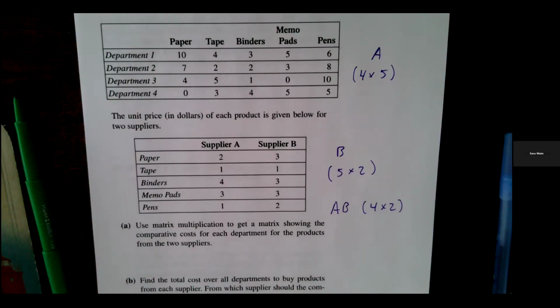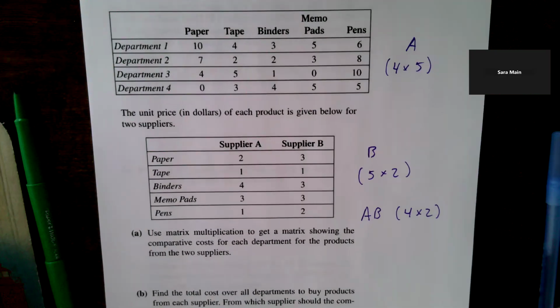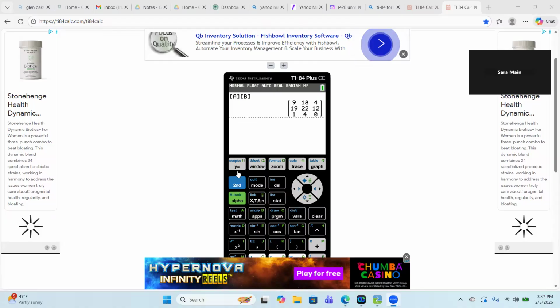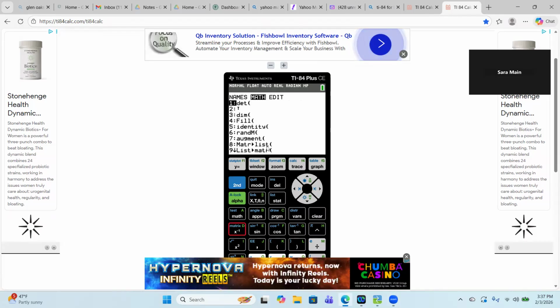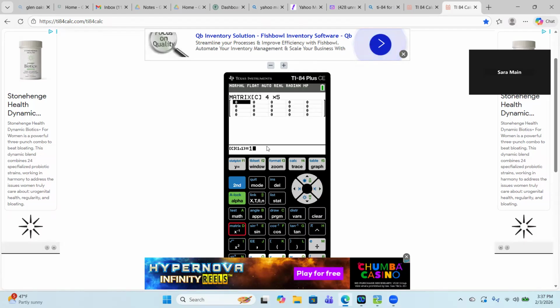Okay. So let's go back to our calculator. And we are going to go back to our matrix. And I'm going to put one in C here. And so this is going to be my 4 by 5. So let's go ahead and enter that.